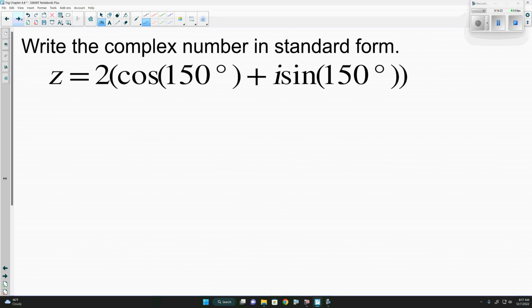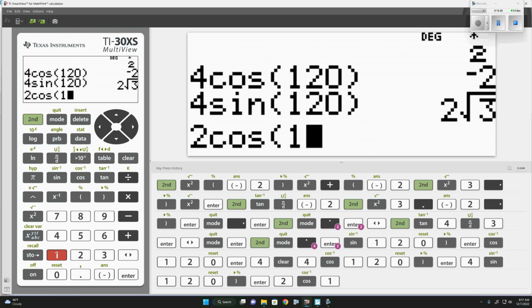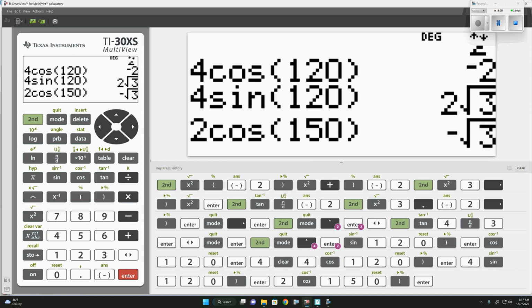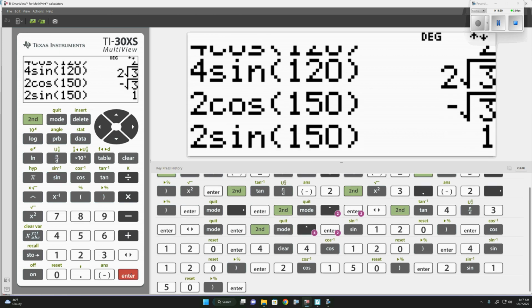So here, 2 cosine of 150 degrees plus I sine of 150 degrees. So we can say 2 cosine of 150 degrees is going to be negative square root of 3. 2 sine of 150 degrees is 1.